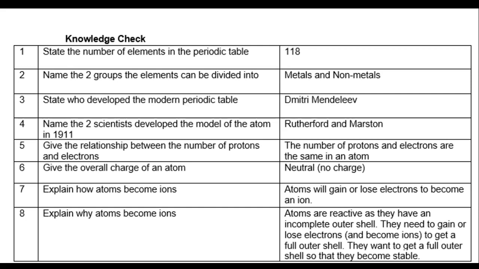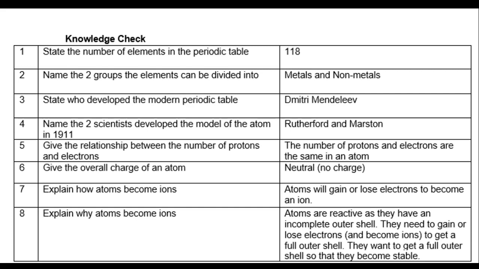So the relationship between the number of protons and electrons: in an atom there are the same number of protons and electrons. The overall charge of an atom is neutral. This is because atoms have the same number of protons and electrons. Because they have the same amount of negative charge and positive charge, they cancel out, so there's no charge overall.